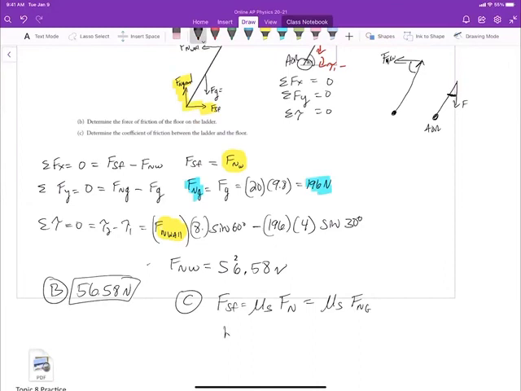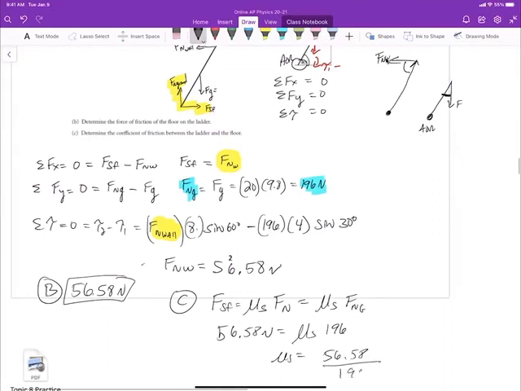So I can solve for mu. And so the coefficient of static friction is 56.58 divided by 196, which is equal to 0.29. There you go.